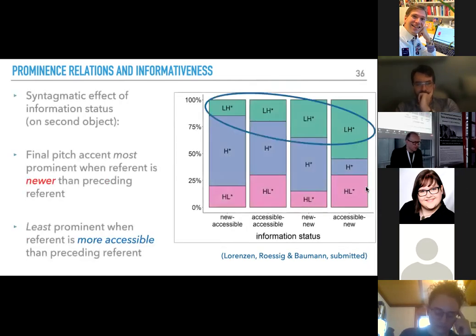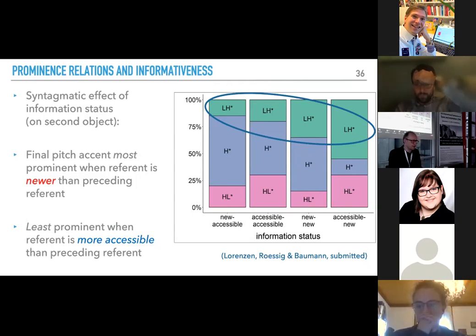Second, we found a syntagmatic effect. So the first one was a paradigmatic effect, right? In both positions, we find an effect of informativeness. So new is more prominent than accessible information. So second, we find a syntagmatic effect of information status on the second object.